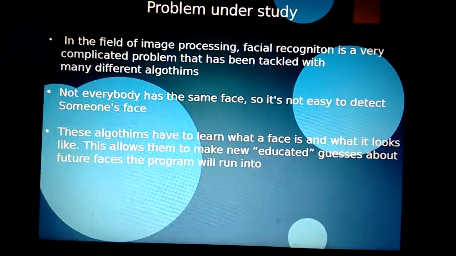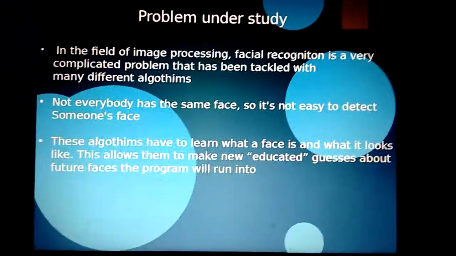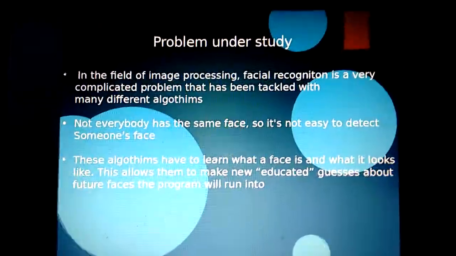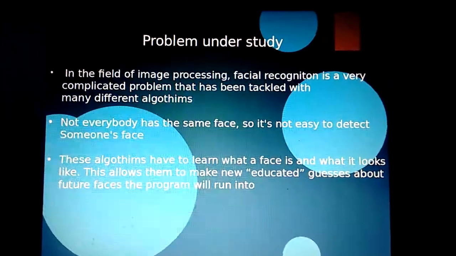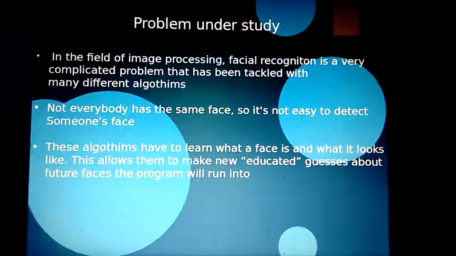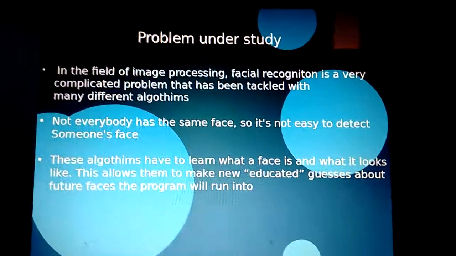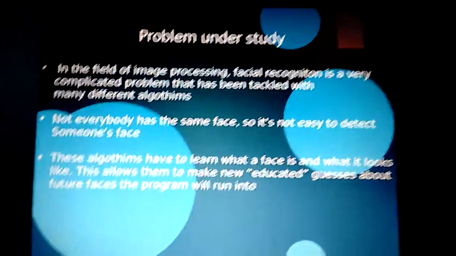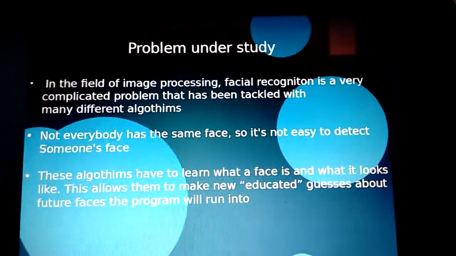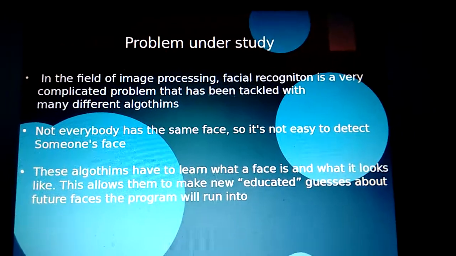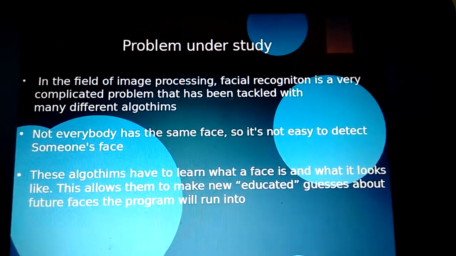Most of the time, what these algorithms end up having to do is to first learn what a face looks like from a training set. So let's say they're given a set of images with people's faces on them, and from there they learn, oh, that's what a face looks like. This later allows them to take, quote-unquote, educated guesses about what future faces would look like. So that's the idea of training an algorithm with a specific set of training data, where you know what's a face and what's not a face. And then when the algorithm is trained, you can use that for future projects.